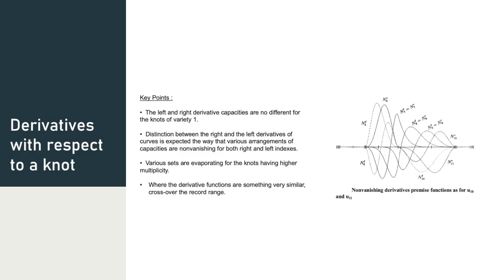Coming to key points, the left and right derivative capacities are no different for knots of multiplicity 1. The distinction between the right and left derivatives of curves is expected because various sets of functions are non-vanishing for the right and left indexes. Various sets vanish for knots having higher multiplicity, where the derivative functions are very similar across the index range. This graph shows the left derivative and the right derivative defined.